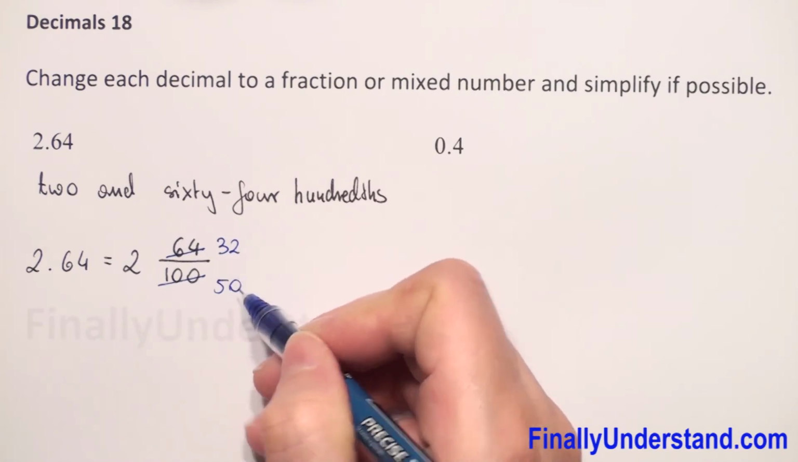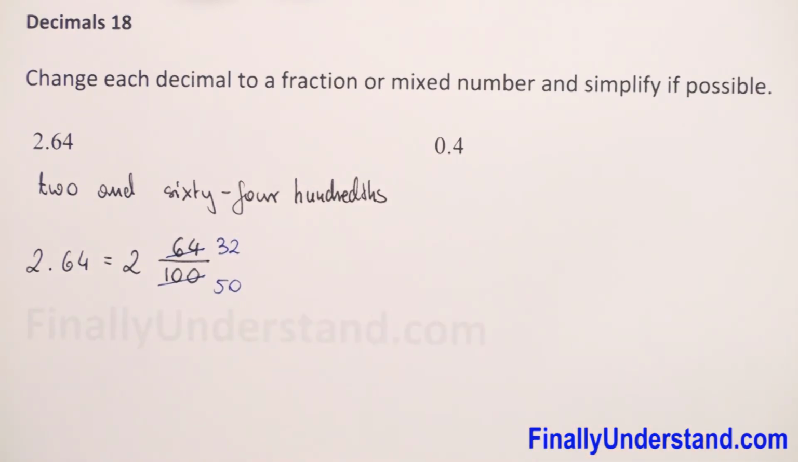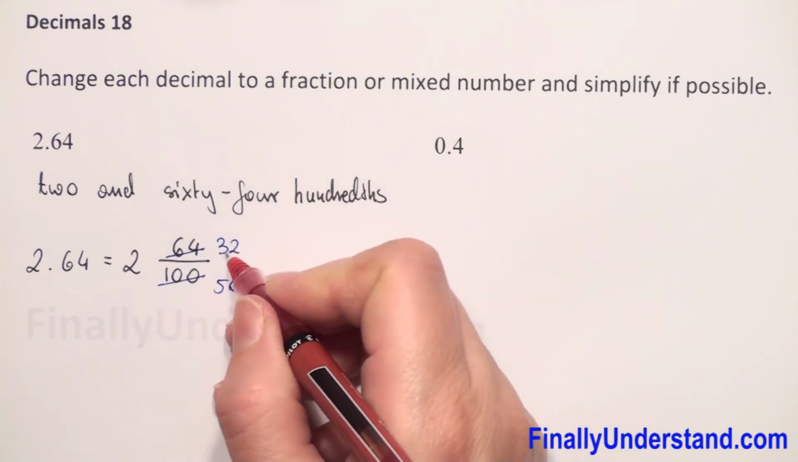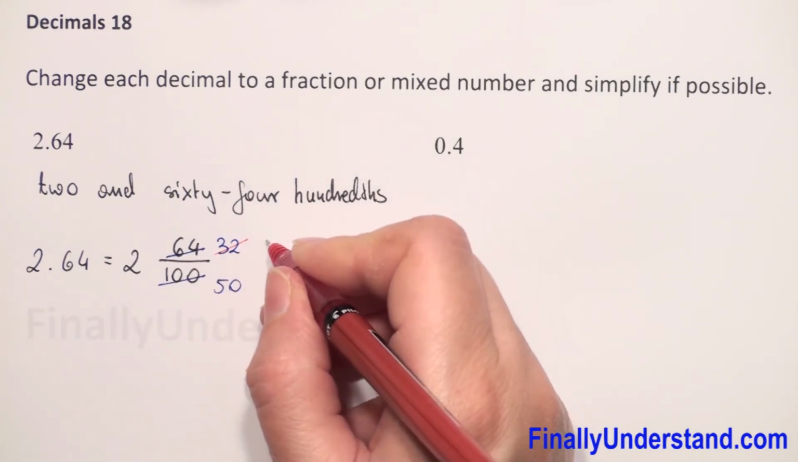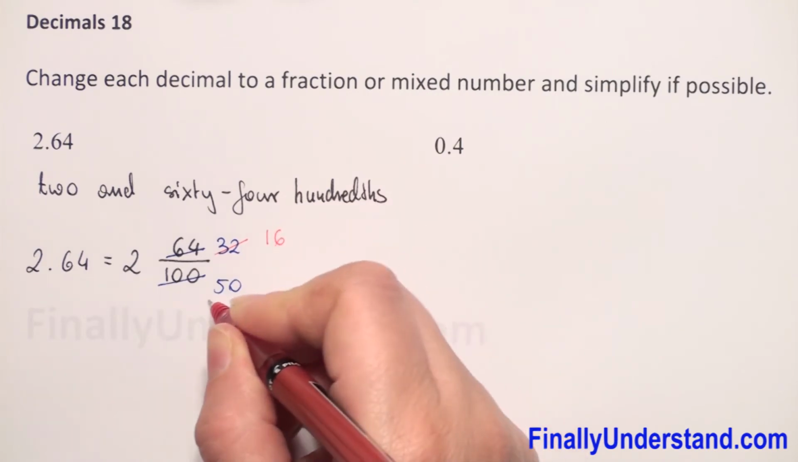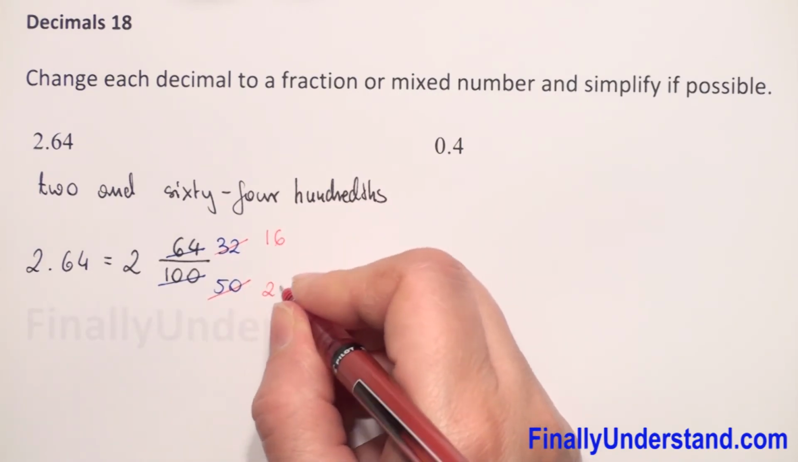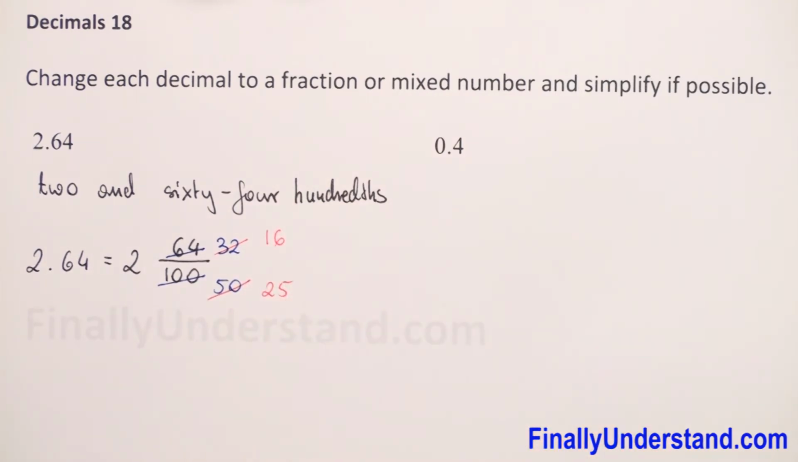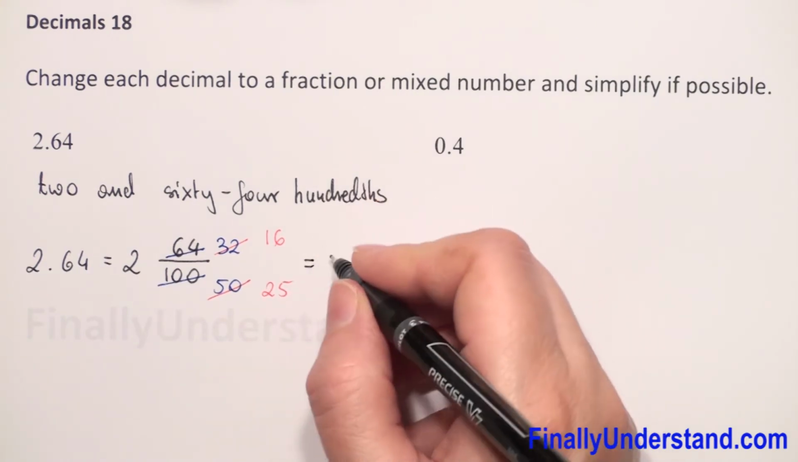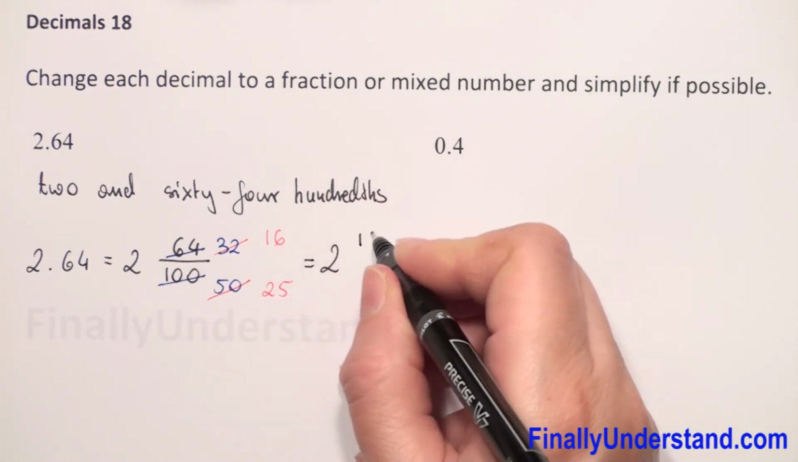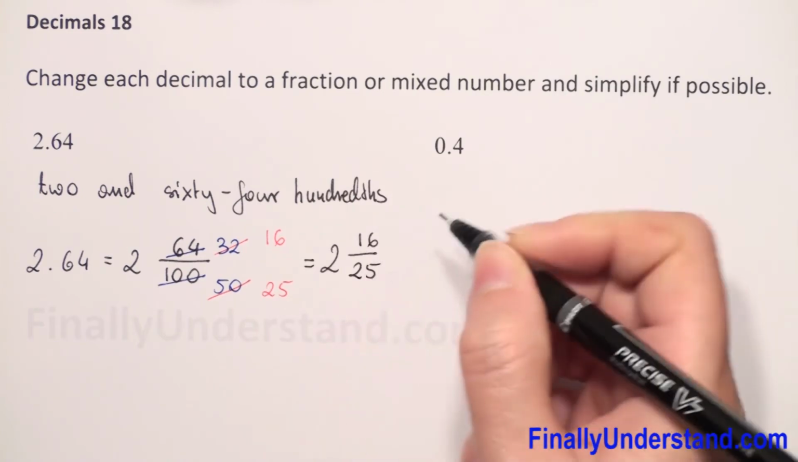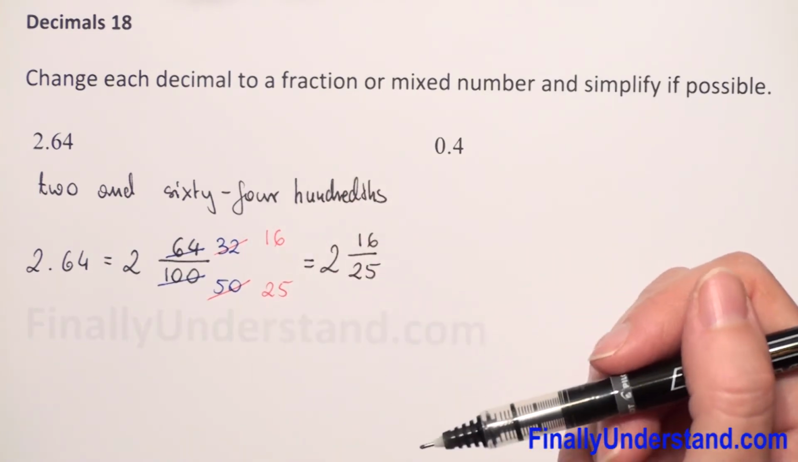Again, we have 2 and 0, even numbers, so again we can reduce by 2. 32 divided by 2 is 16. 50 divided by 2 is 25. So what we got? We have 2 and 16 over 25. So this is the solution to the first example.